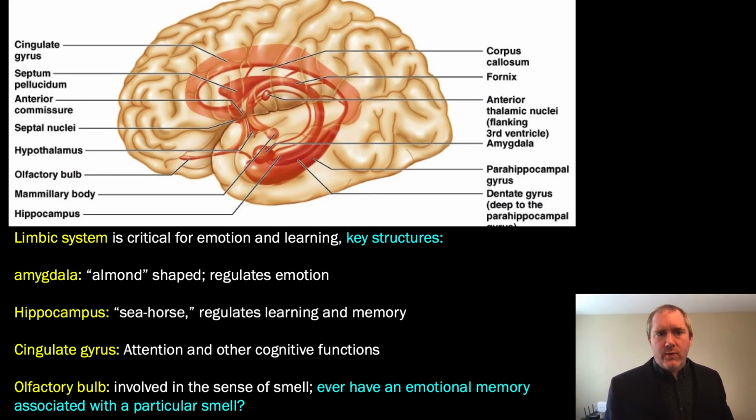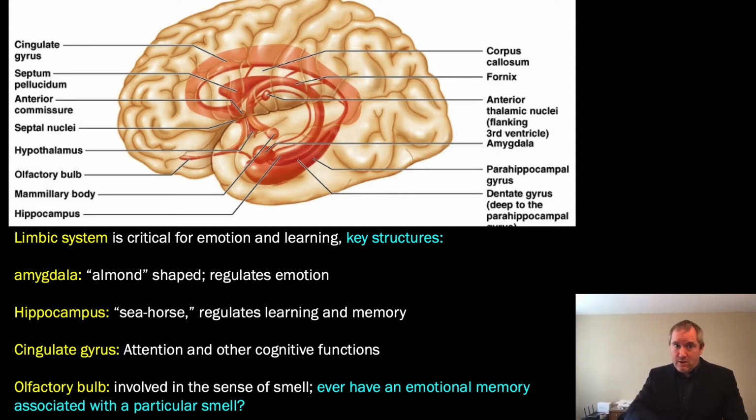So a few other regions that I want to just briefly go over. Again, this is a review from 2220. The limbic system is a general way of describing a variety of brain regions involved in emotions and learning. Key structures of the limbic system include the amygdala, so named because it looks like an almond, that is very well known to regulate emotion. In particular, we will study how it is involved in fear memory.